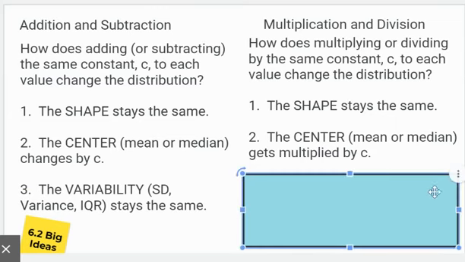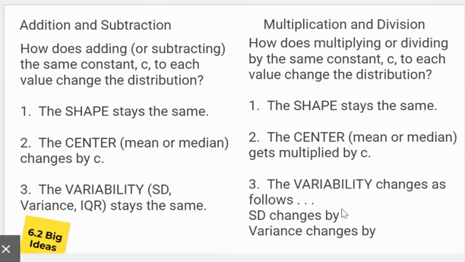And then finally, what about the variability? Well, this one does get affected. So when we add or subtract, the variability does not change. It stays the same. But if we multiply or divide, it does change. And how does it change? Well, let's look specifically at the standard deviation and the variance. Standard deviation will change by that constant. So what we can say is the new standard deviation would just be C times the standard deviation that we originally had.